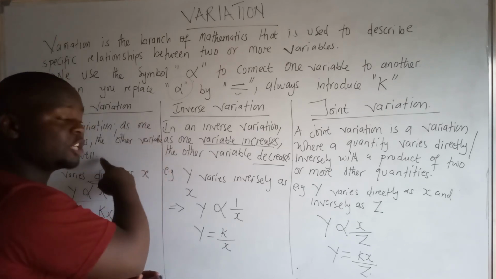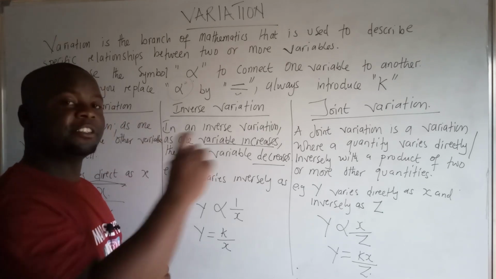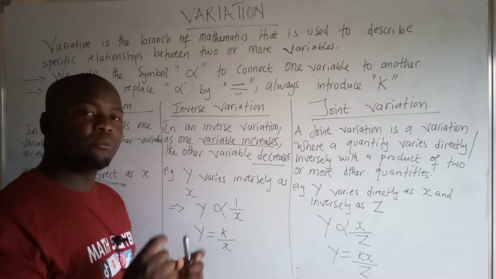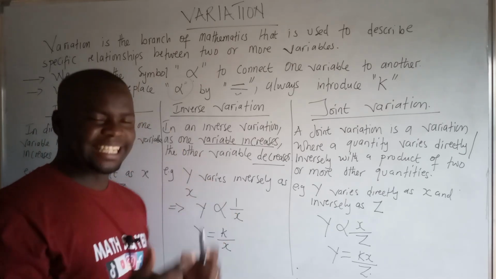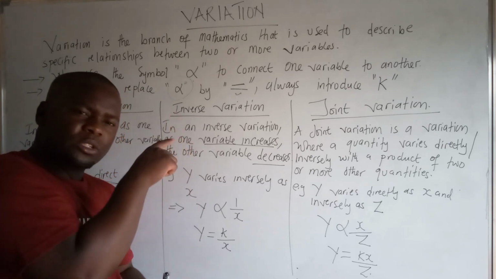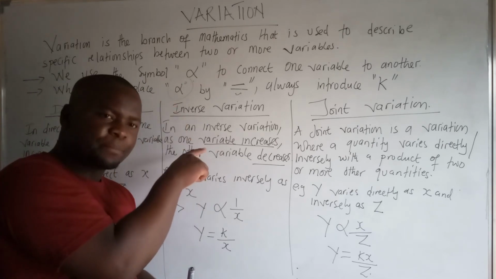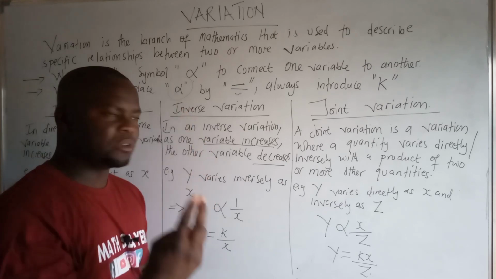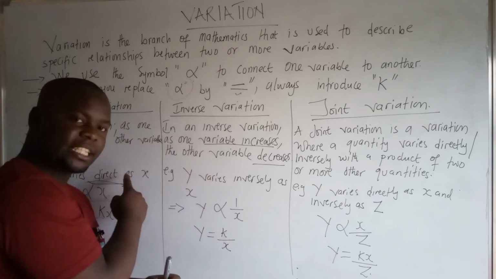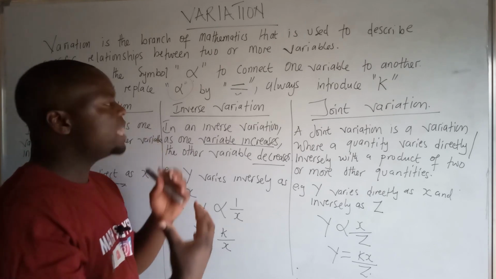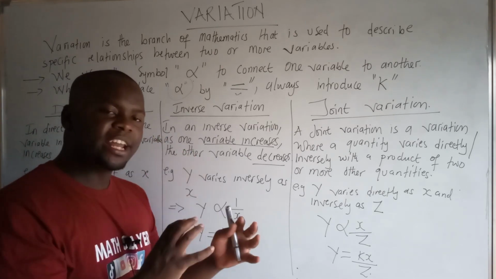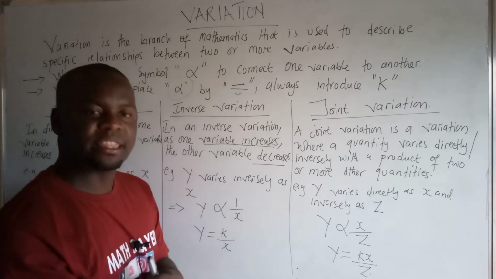Remember, with the direct variation, we have said if one variable increases, the other one increases. Now with inverse, as one variable increases, the other one decreases. But what can you notice with inverse variation? Inverse variation also deals with the two variables, just like the direct variation. It's only that the relationship is inverse. One variable is the inverse of the other variable.